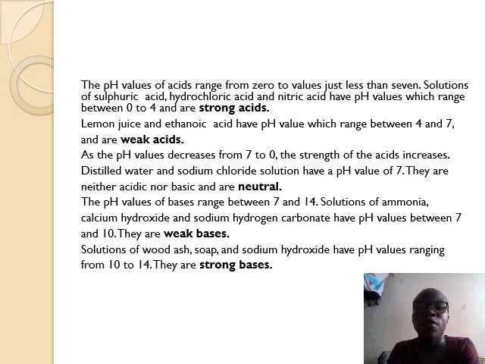We can also call them commercial acids. Then lemon juice and ethanoic acid have pH values which range between 4 and 7. These are weak acids. As the pH value decreases from 7 to 0, the strength of the acids increases.